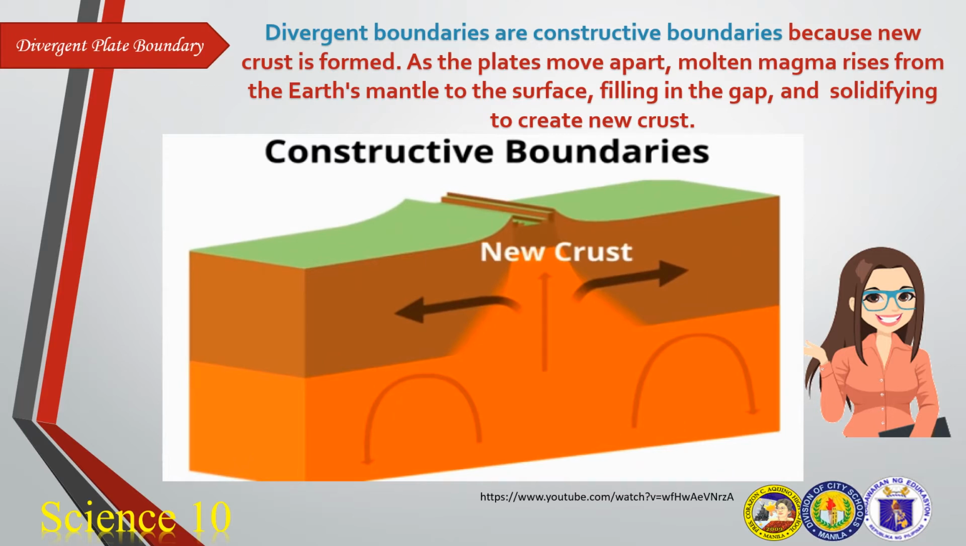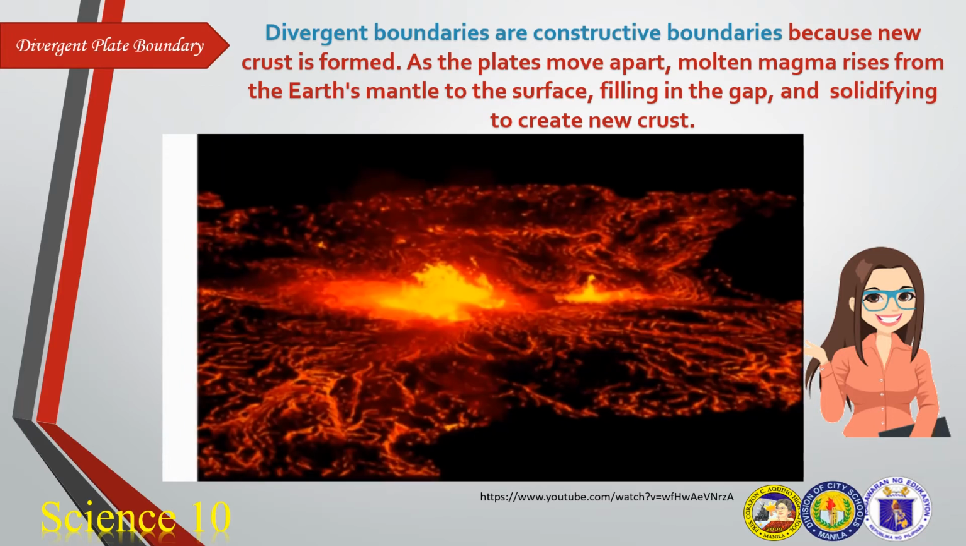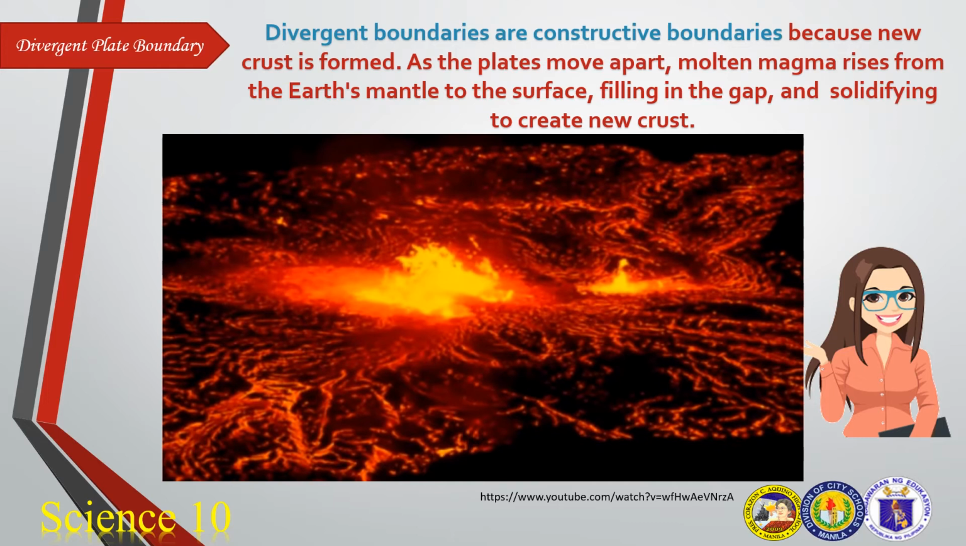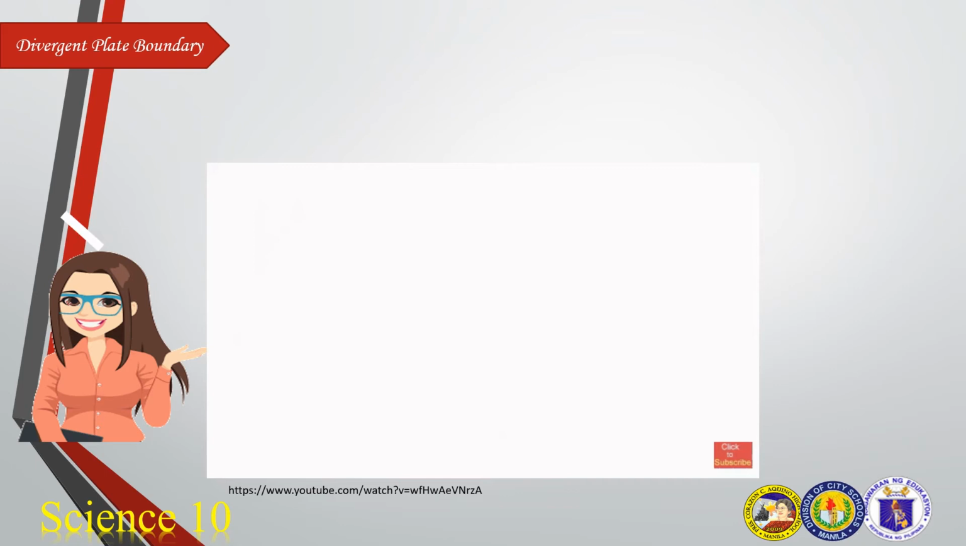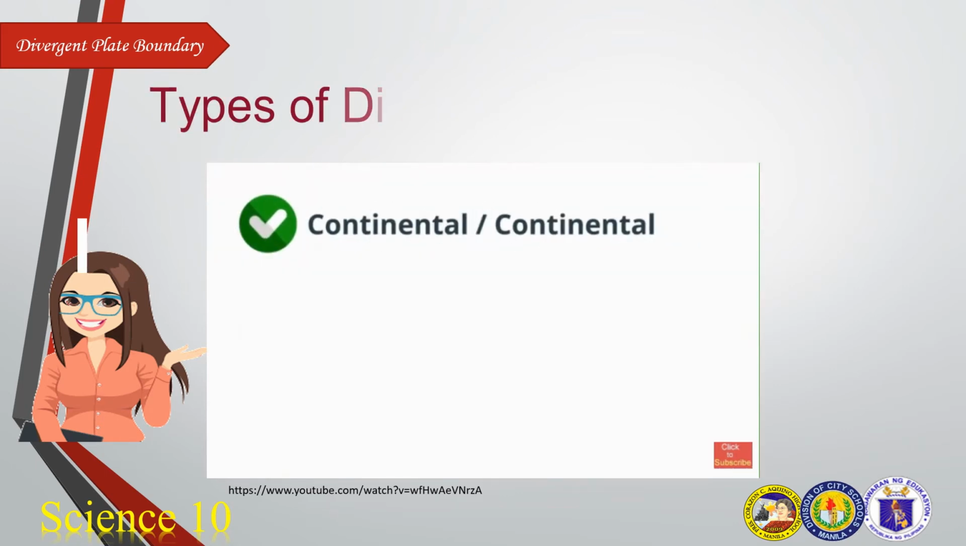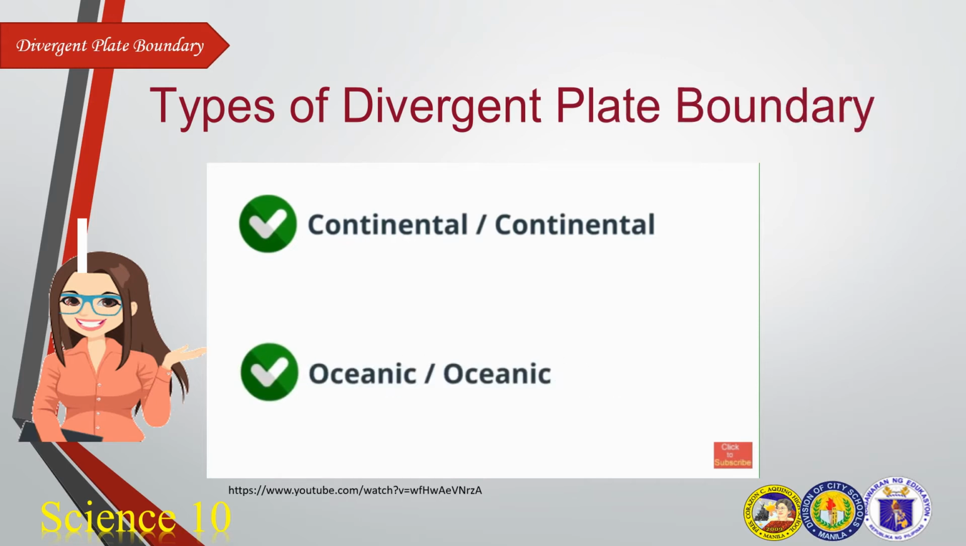Divergent boundaries are constructive boundaries because new crust is formed. As the plates move apart, molten magma rises from the Earth's mantle to the surface, filling in the gap and solidifying to create new crust. There are two types of divergent plate boundary: continental and oceanic.